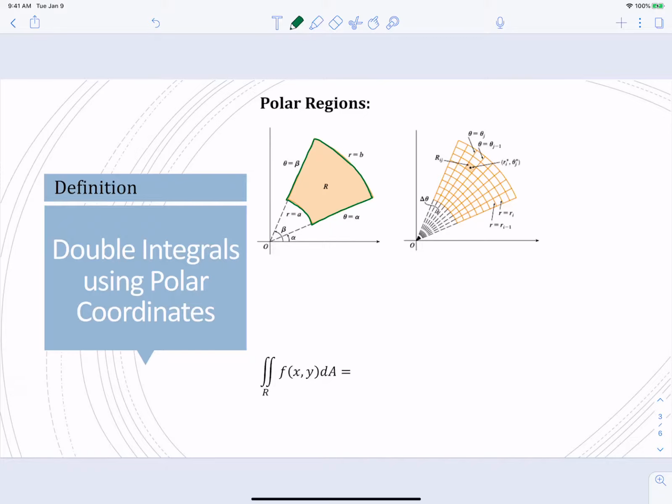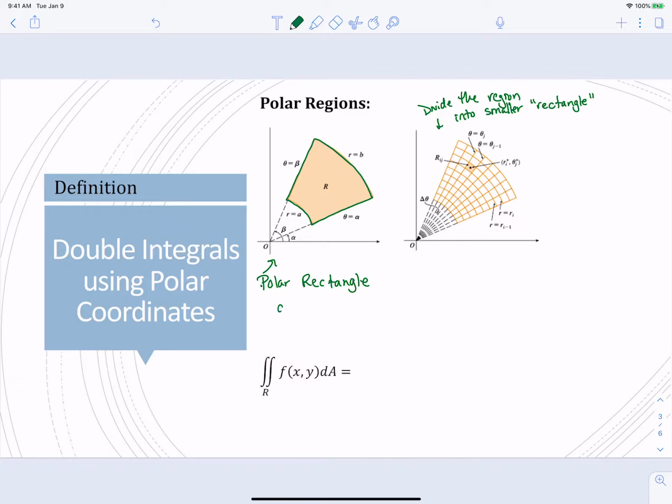So what we're going to do to take our integral, like we always do, is take the region and divide the region into smaller rectangles. I'm going to put rectangles in quotes. So this shape right here, this is a polar rectangle.